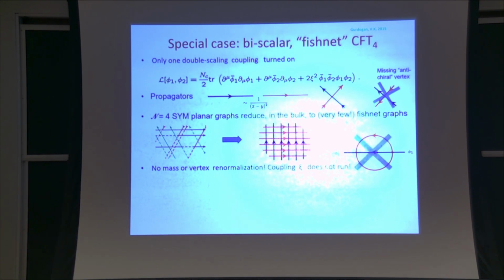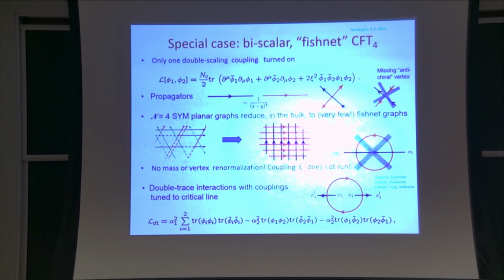And you have double trace terms, generated for example by this graph. These terms are generated by this kind of graph, which looks non-planar, but still this trace term contributes even in the leading order.